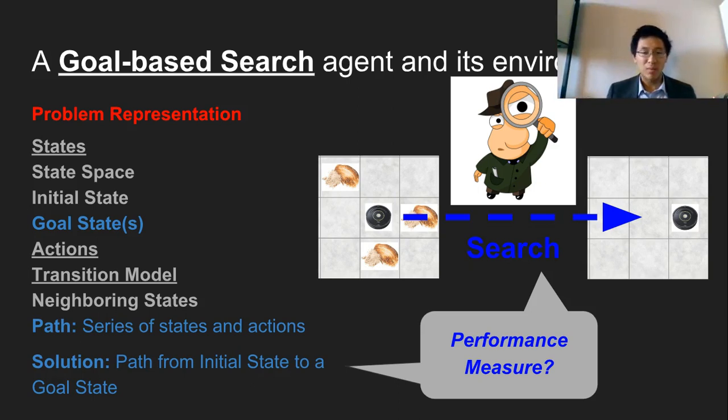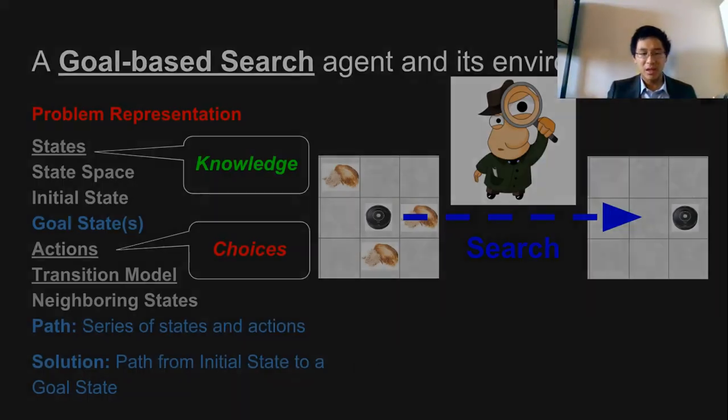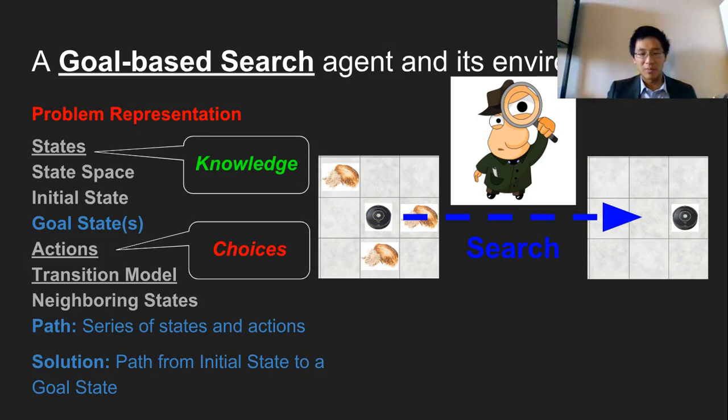For Ronnie, maybe we care about how far he had to travel, or how quickly he was able to get the dirt cleaned up. You can imagine all sorts of ways that we might measure the performance. But we'll talk more about that next time. So, to recap, we've talked about knowledge and choices, and briefly, performance.